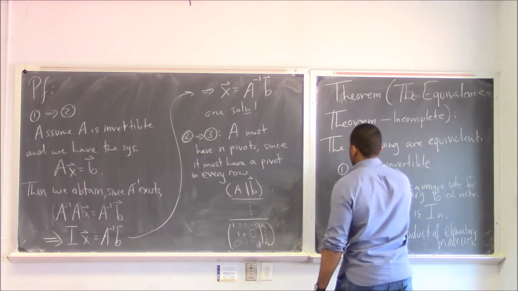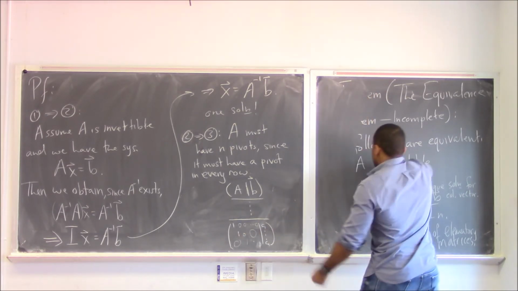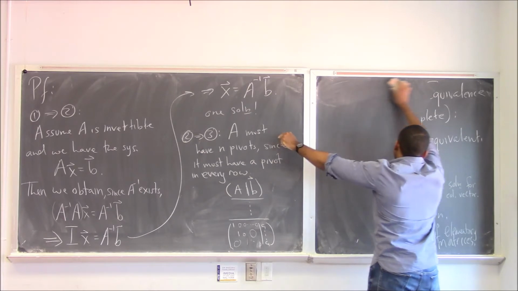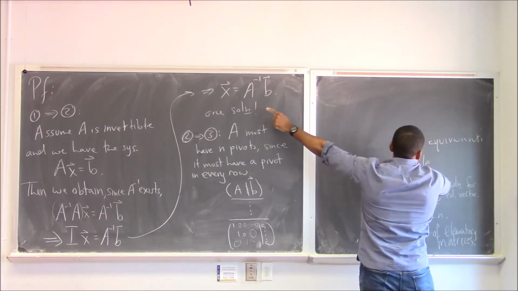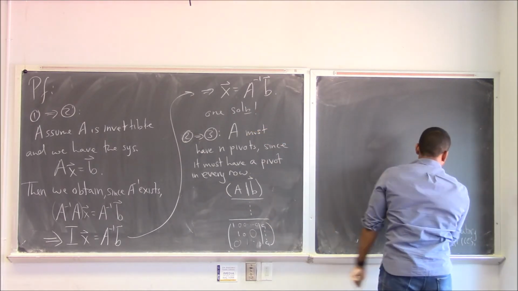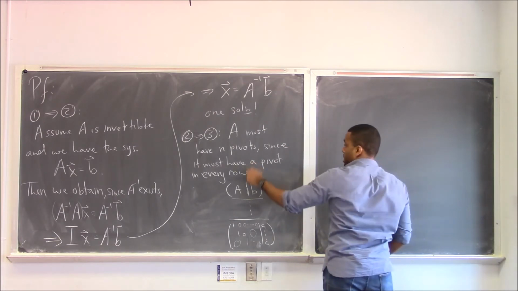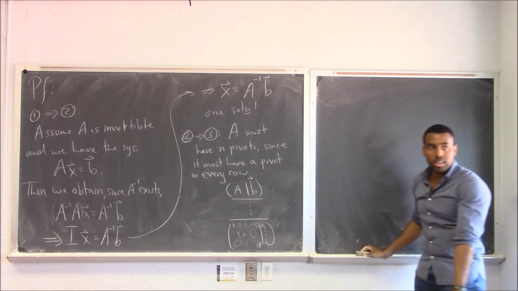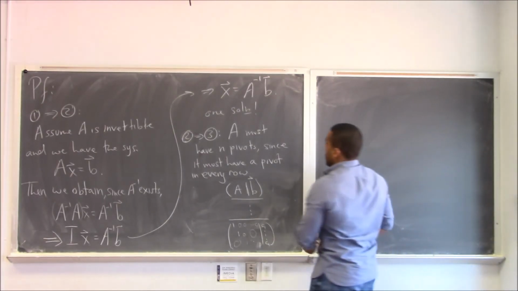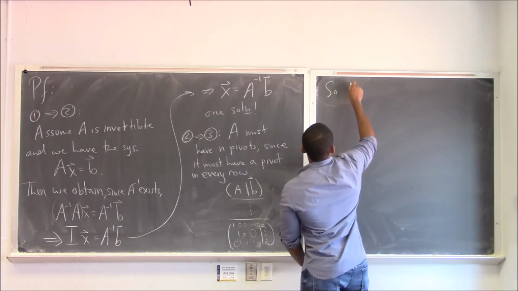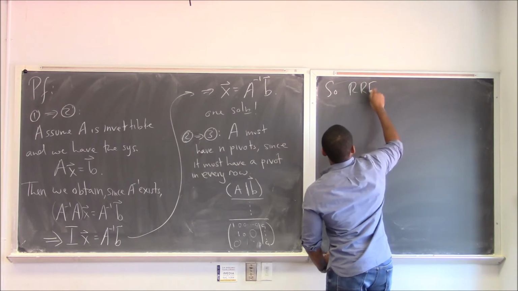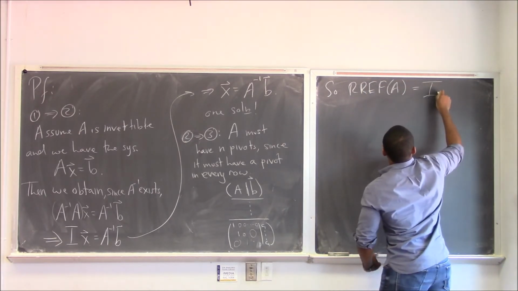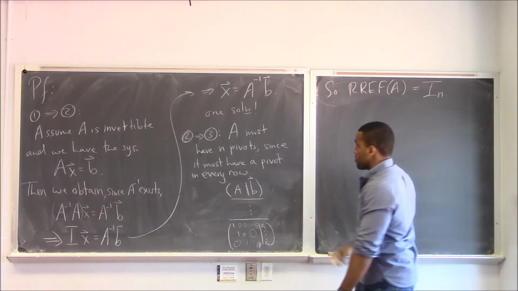So the rank is going to be n. It'll not be inconsistent because we know the solution exists, and the solution is given by that. But in order to not have infinite solutions, it must have a pivot in every row. But having a pivot in every row means you pretty much have the identity right here. And so the reduced row echelon form of A is equal to the identity of size n.